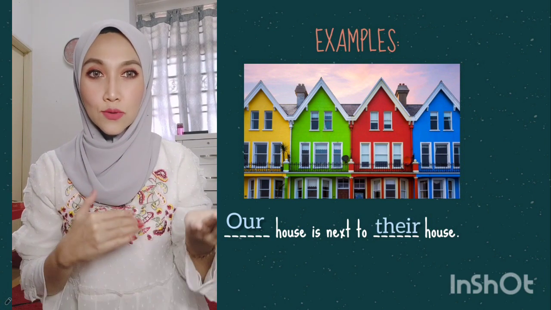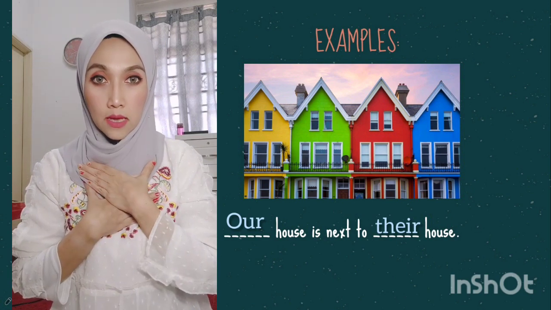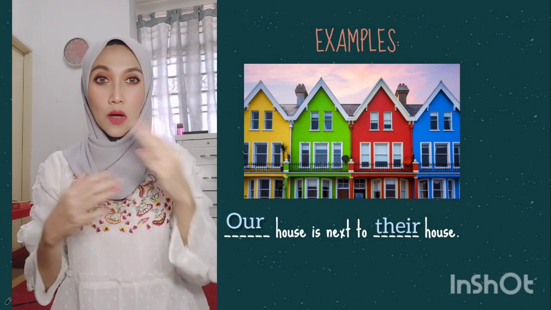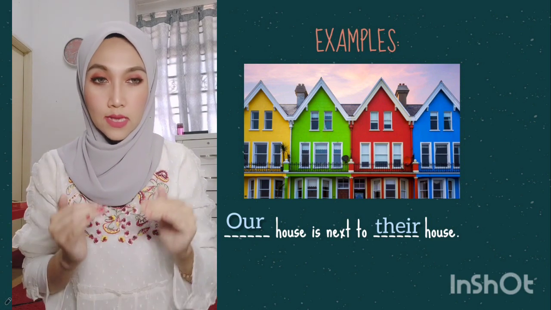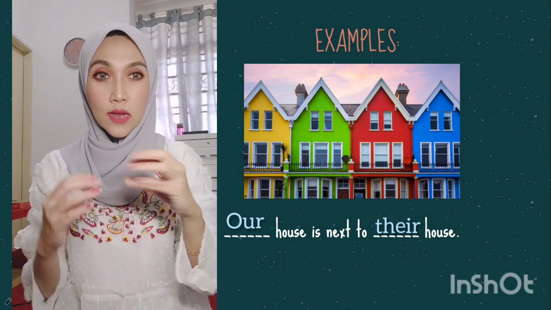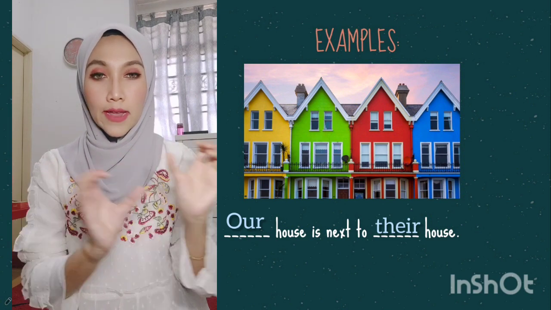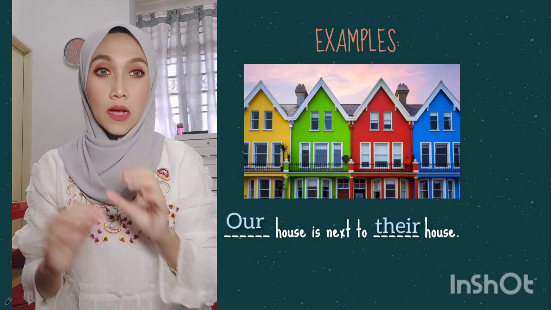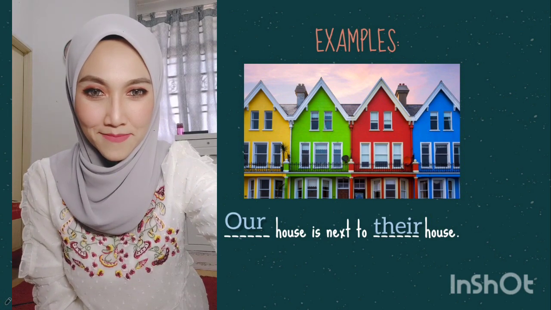This sentence shows you that our house, rumah kami. Our means you are included in the story, our is kami, termasuklah saya. So our house is next to their house. Their is mereka. To show that rumah kami terletak bersebelahan dengan rumah mereka. Our and their here are the possessive adjectives. Our house is next to their house. Easy, right?